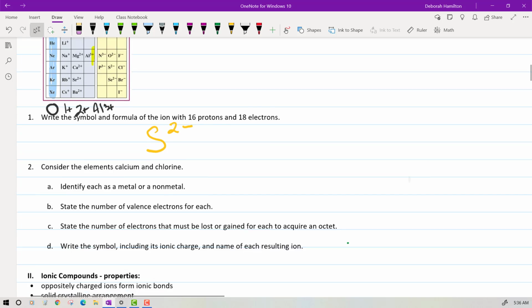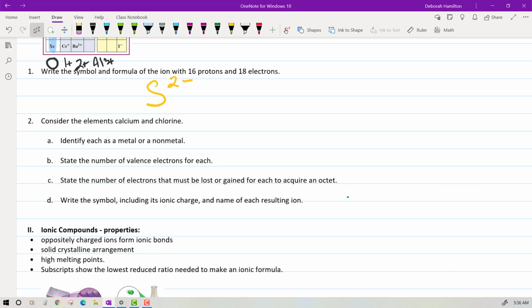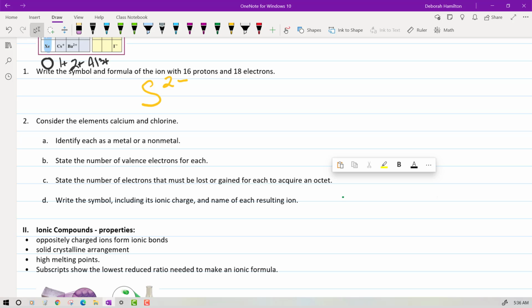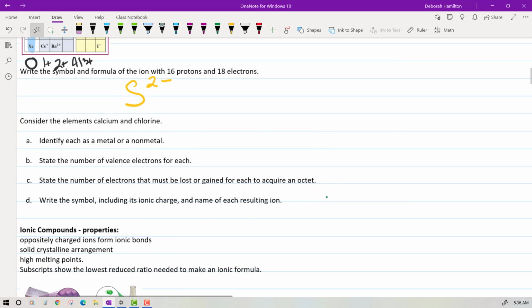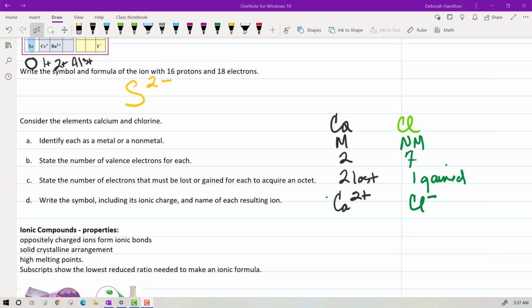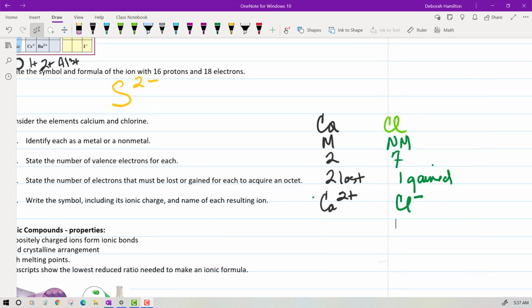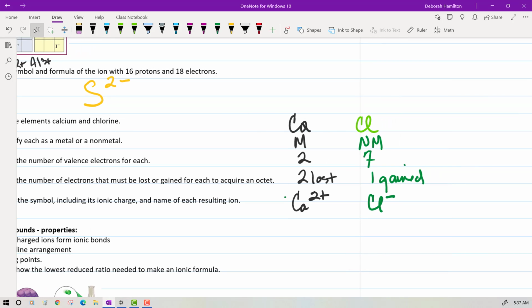Here's another question about calcium and chlorine. It says identify each as a metal or a nonmetal. Let's make a little chart over here to the right to complete this. Go ahead and pause the video and then come back and check your answer. I've made a little chart so you can see what's going on. Calcium is a metal. It has 2 valence electrons in group 2A, so it loses those outside electrons to form a positive 2 ion, the calcium ion.